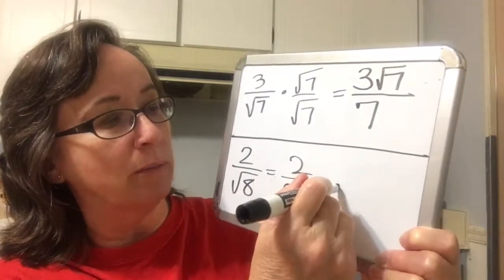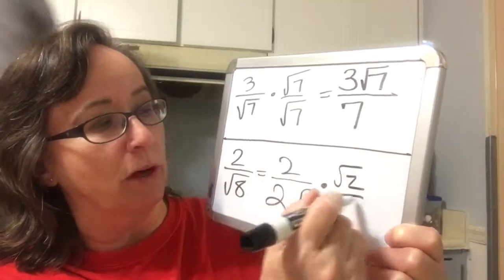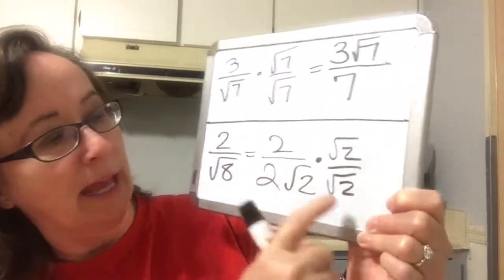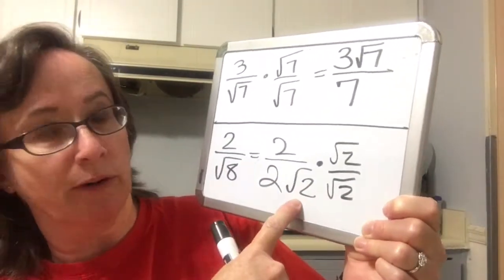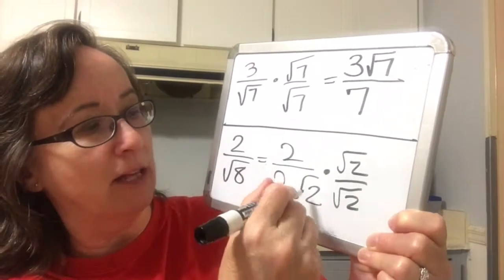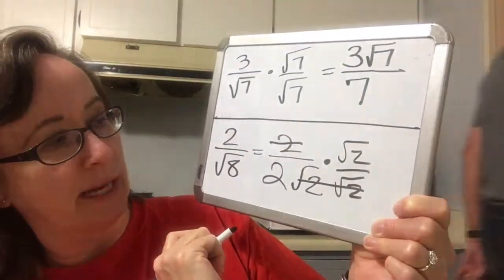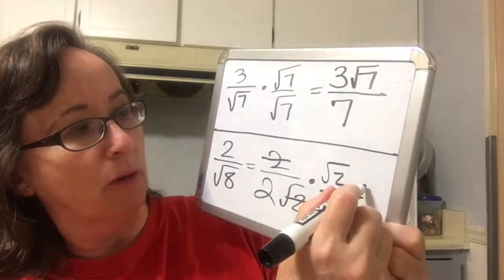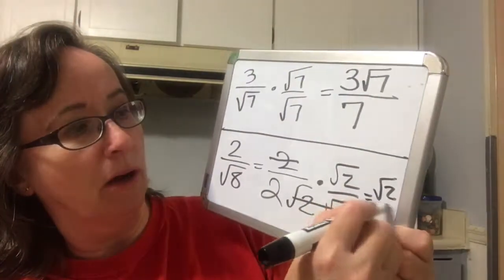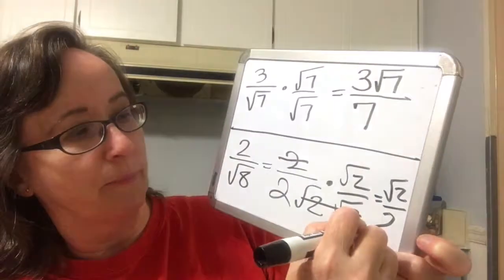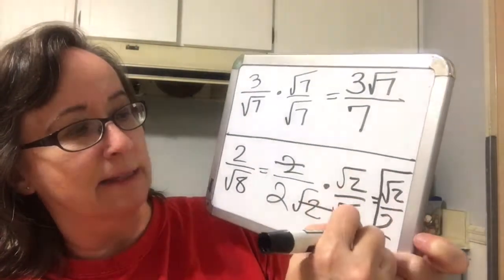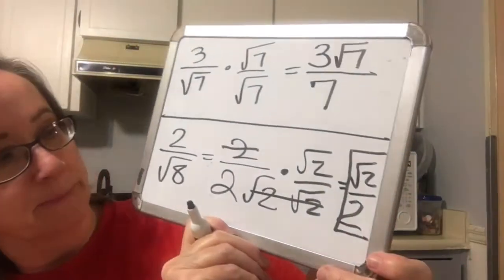And now we'll multiply by the square root of 2 over the square root of 2. And then the square root of 2 times the square root of 2 is a 2, and that 2 is going to cancel with this 2 upstairs, and we wind up with the square root of 2 over 2. And that is the simplified answer.